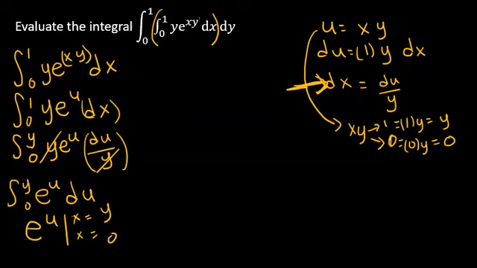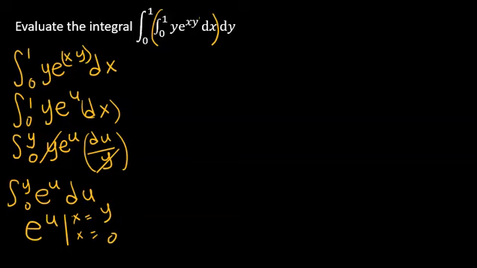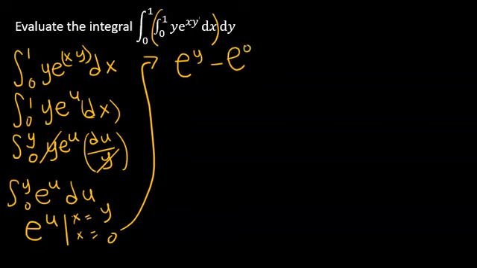Well, maybe we should erase this. I want to keep it all on one page. I feel like that would be useful for us. So now we're going to do e to the y minus e to the 0. Anything raised to the power of 0 is going to be 1. So what do I have? I have e to the y minus 1. So I'm basically done with that part. If it was just one integral, this would literally be my answer.